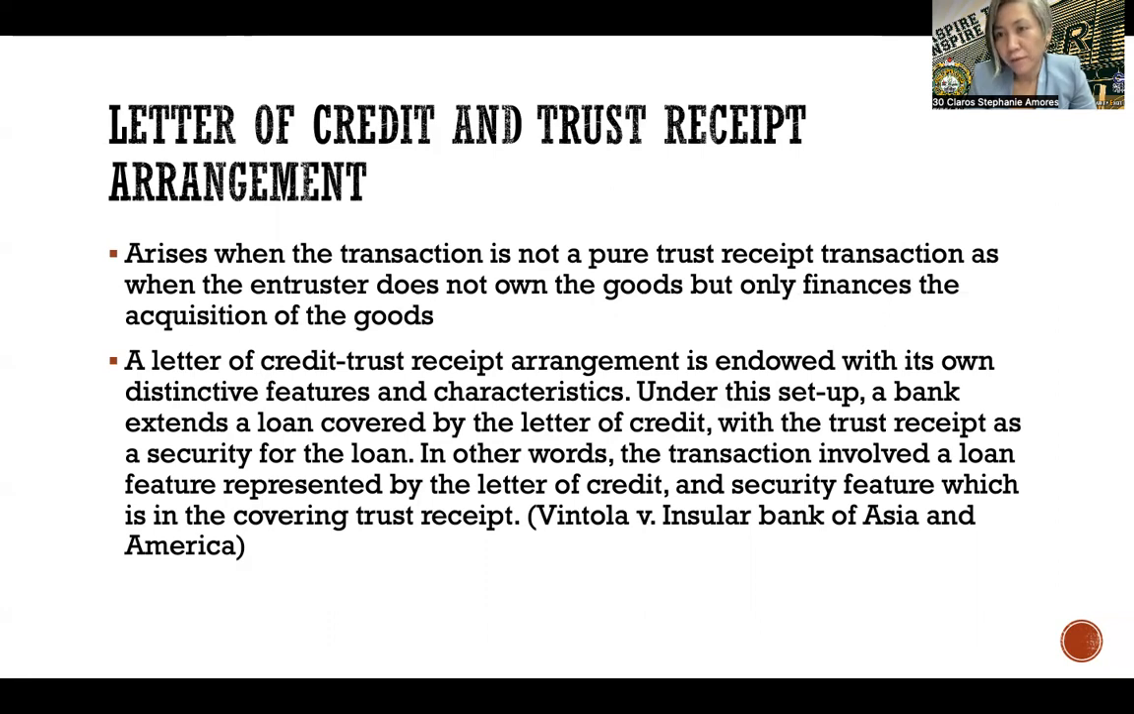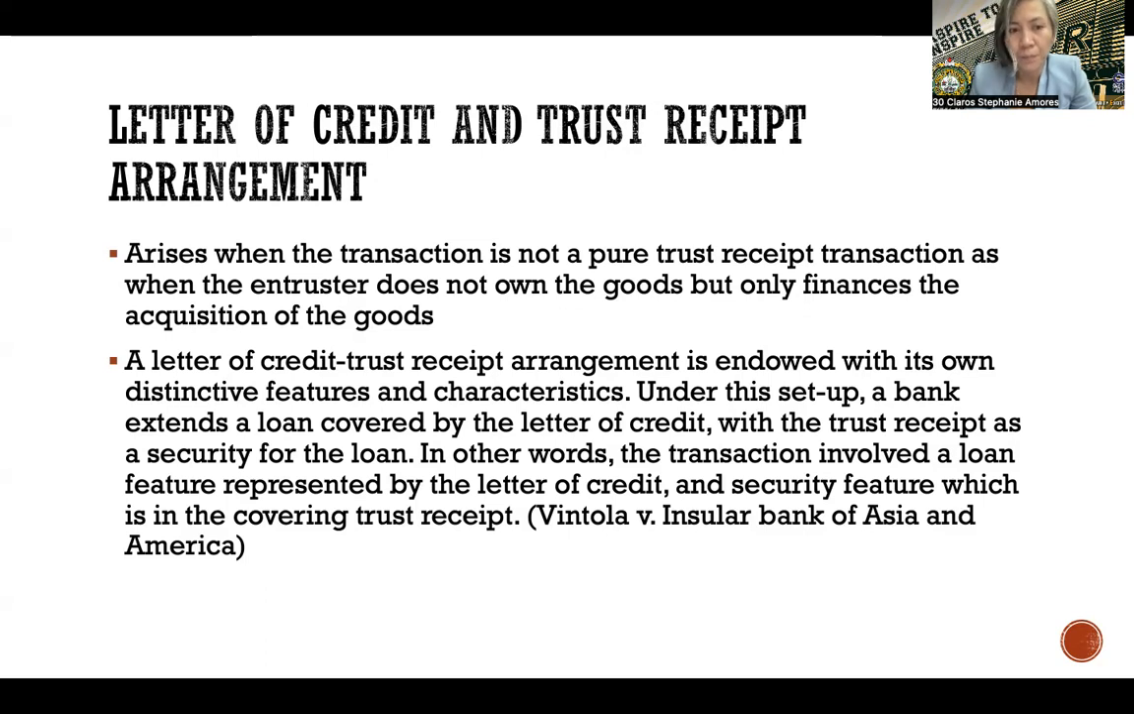However, in one transaction, guys, the letter of credit and the trust receipt can be used as financial devices to secure the obligations of the parties. So, you fuse ang LC and TR. So this arises when the transaction is not a pure trust receipt transaction, as when the entruster does not actually own the goods, but will only finance the acquisition of the goods. So a letter of credit trust receipt arrangement is endowed with its own distinctive features and characteristics.